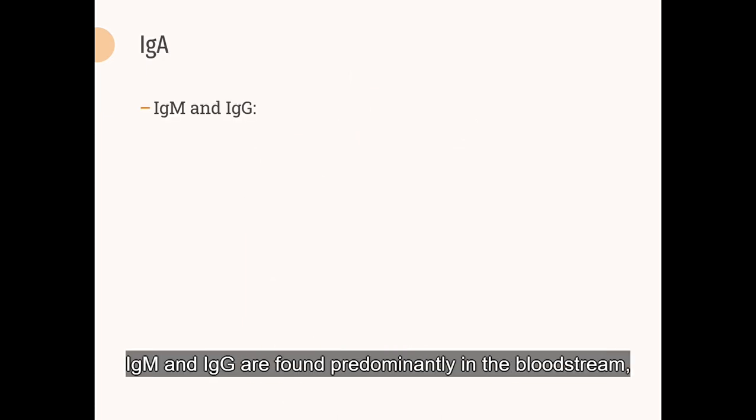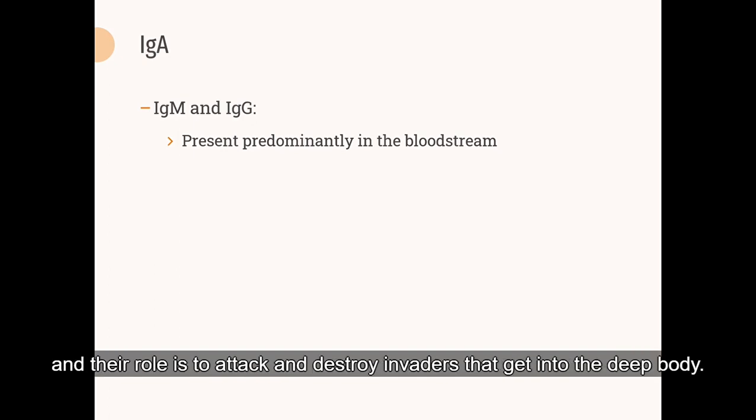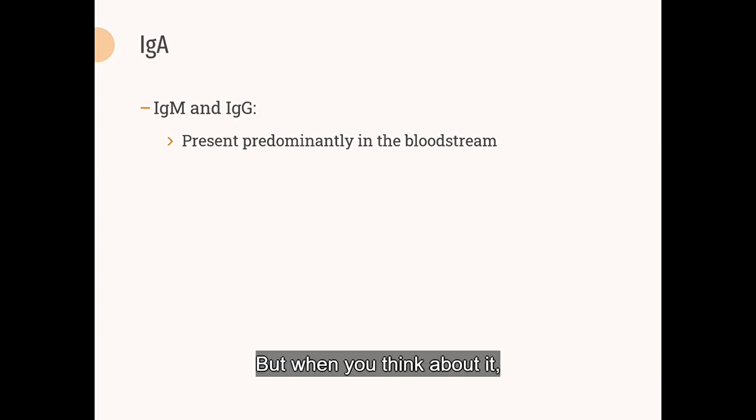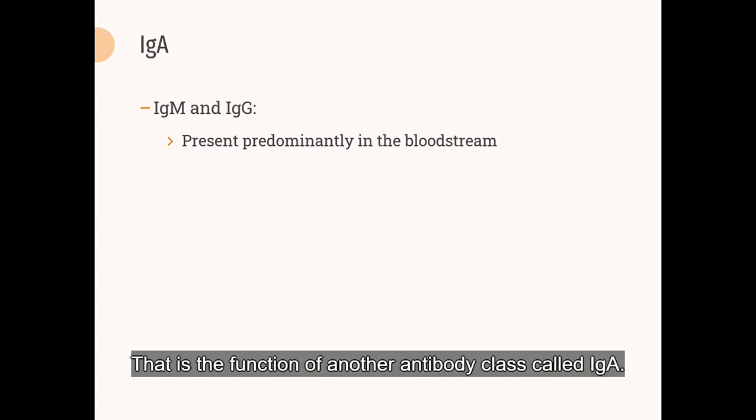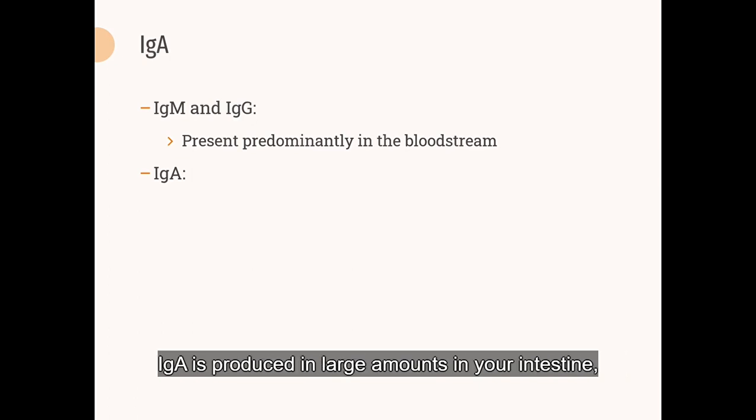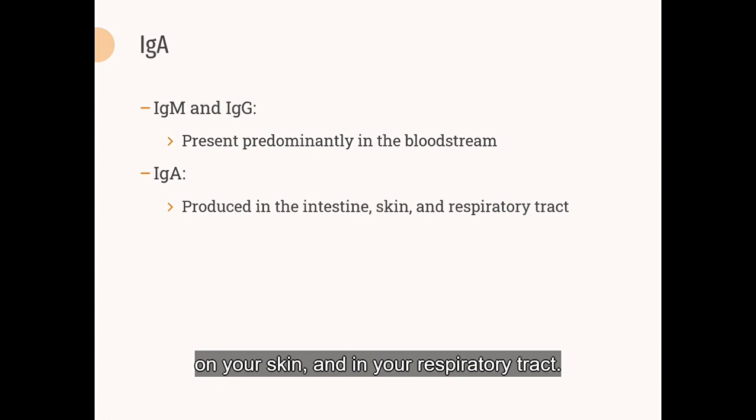IgM and IgG are found predominantly in the bloodstream. And their role is to attack and destroy invaders that get into the deep body. But when you think about it, why not just keep them out in the first place? It's much more efficient to keep the invaders out than have to fight them when they get inside the body. And that is the function of another antibody class called IgA. IgA is produced in large amounts in your intestine, on your skin, and in your respiratory tract. And its job is to bind invaders and keep them out.